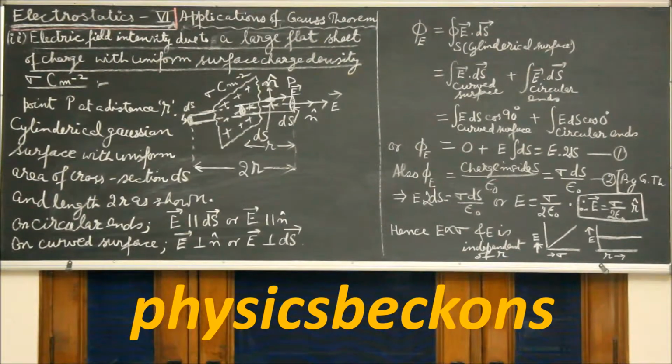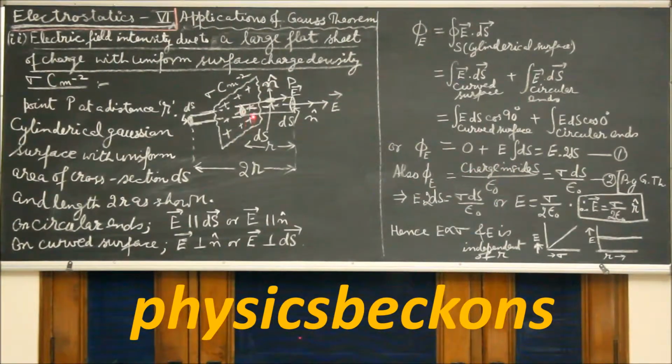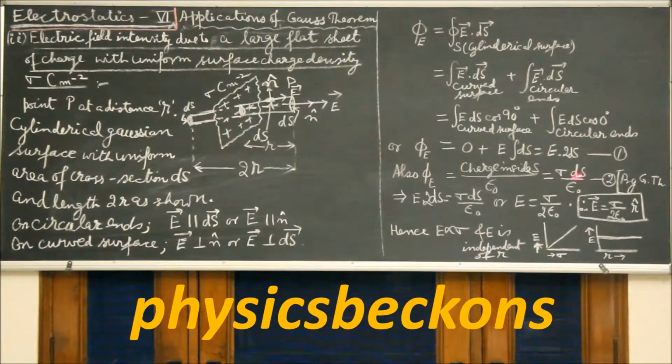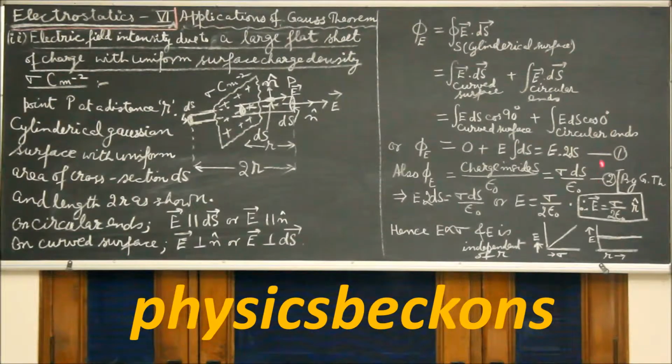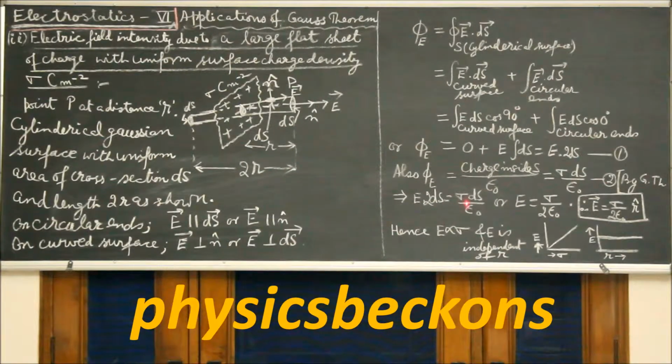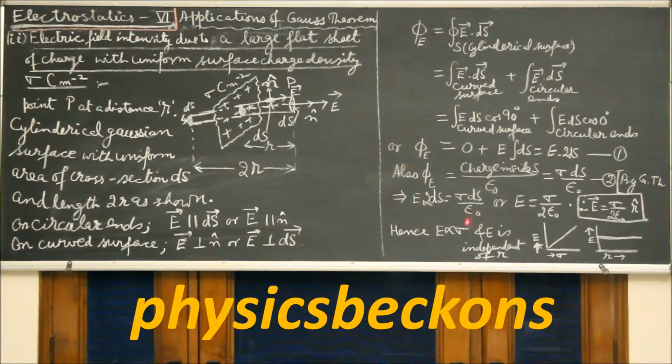Now by applying Gauss theorem, the electric flux is the total charge inside the cylinder divided by epsilon naught. The charge inside the cylinder is on this shaded part of area ds, so the total charge is sigma ds, and flux is sigma ds over epsilon naught. This is equation number 2. Equating 1 and 2, we get E into 2ds equal to sigma ds over epsilon naught. Here ds is common and can be dropped, which gives you E equal to sigma over 2 epsilon naught.